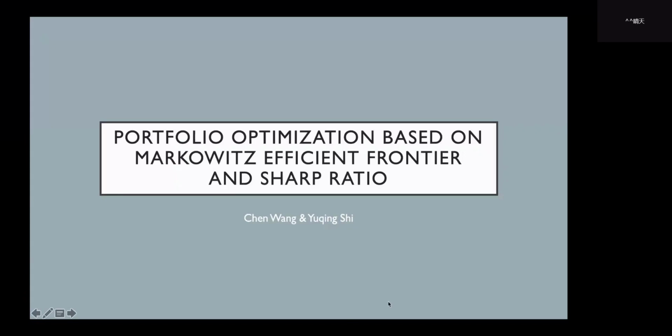So for this project, we're talking about the portfolio optimization based on the Markowitz efficient frontier and the Sharpe ratio here.